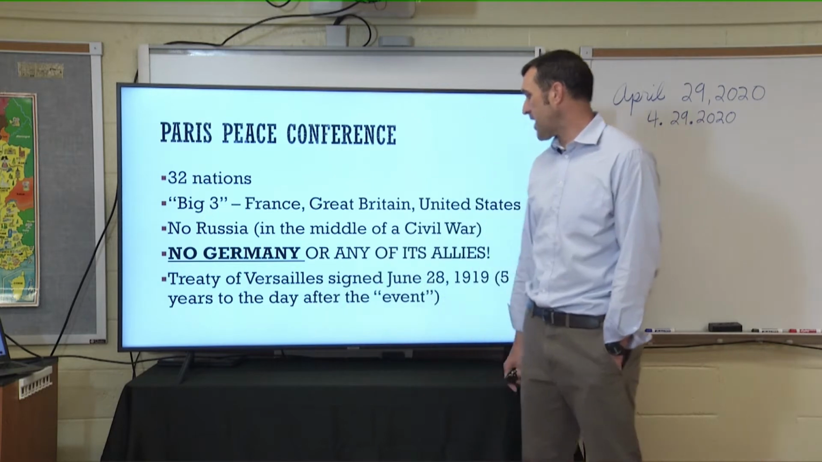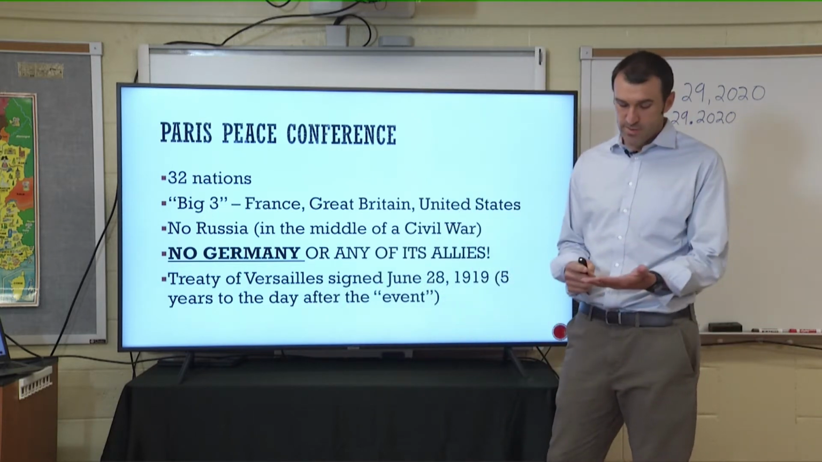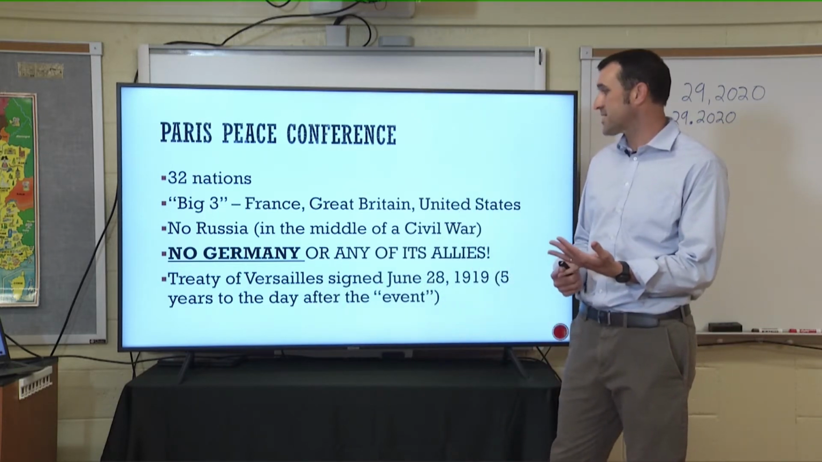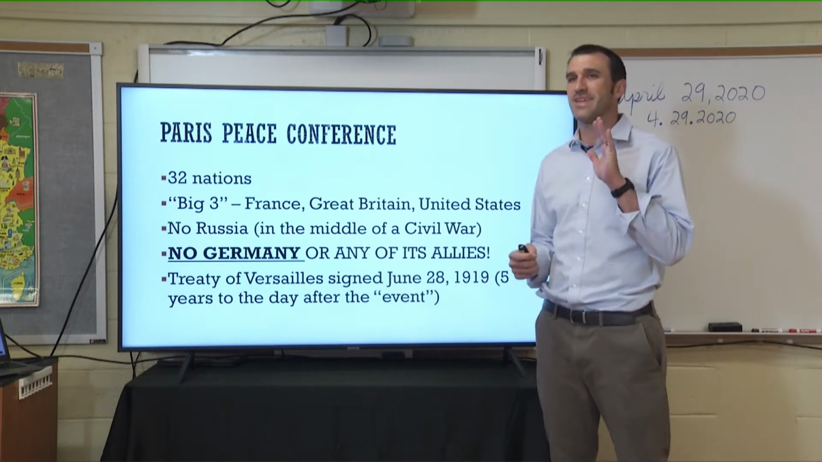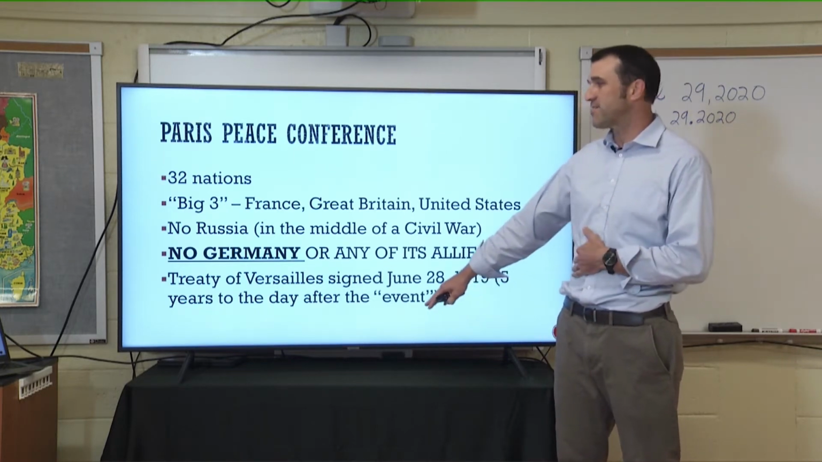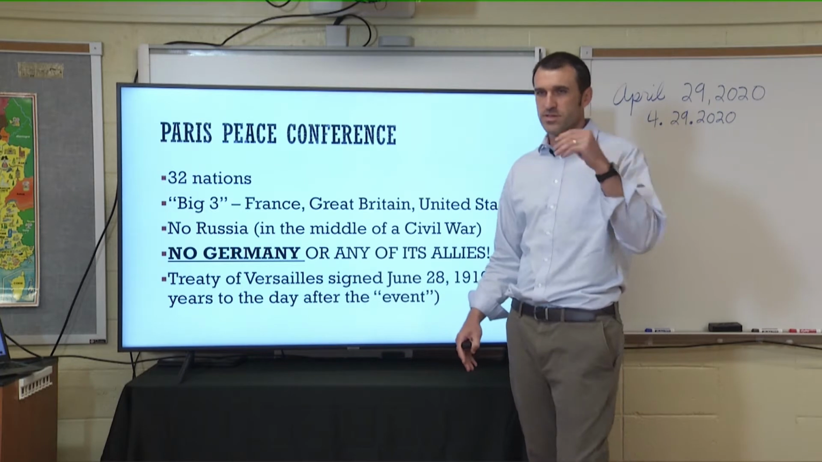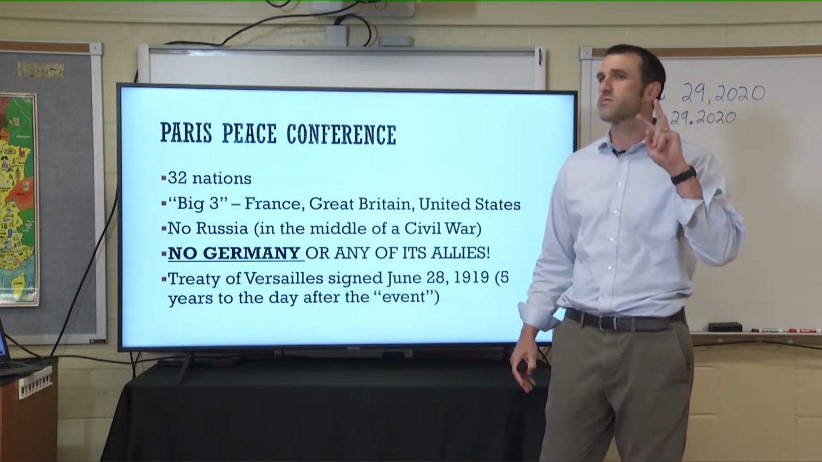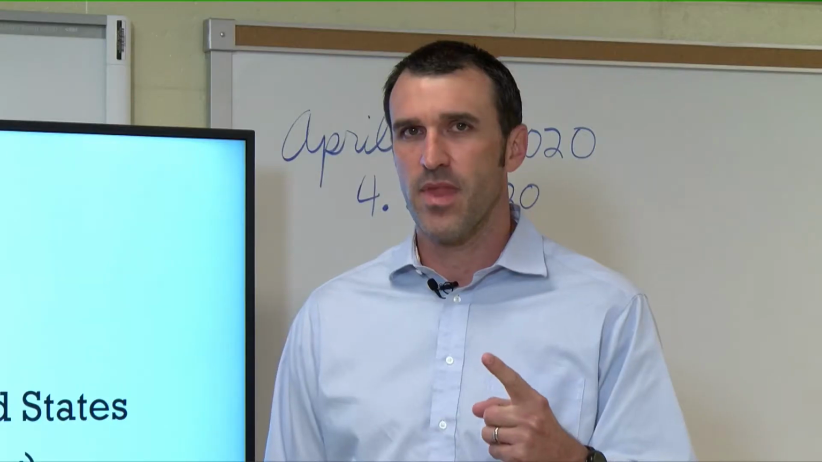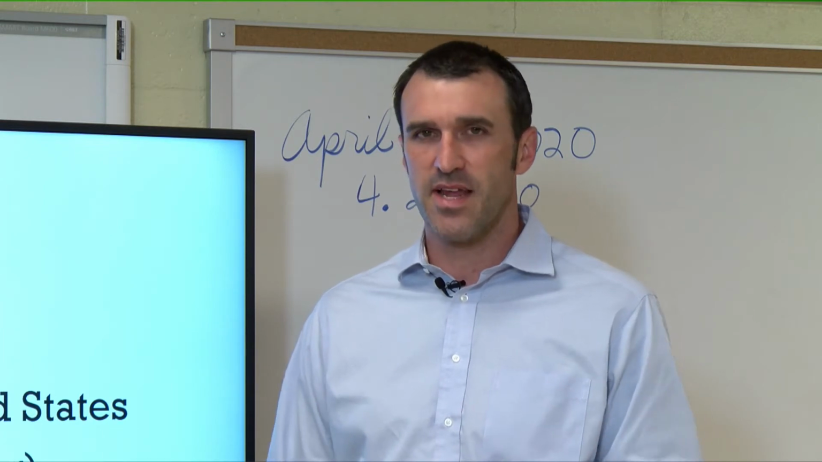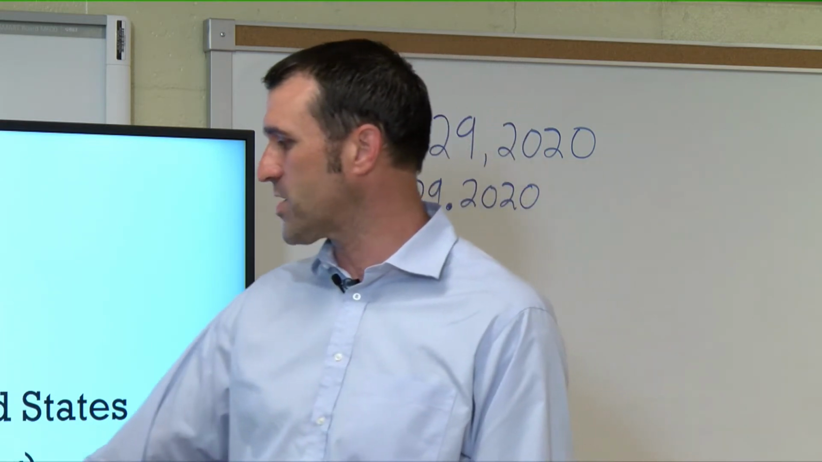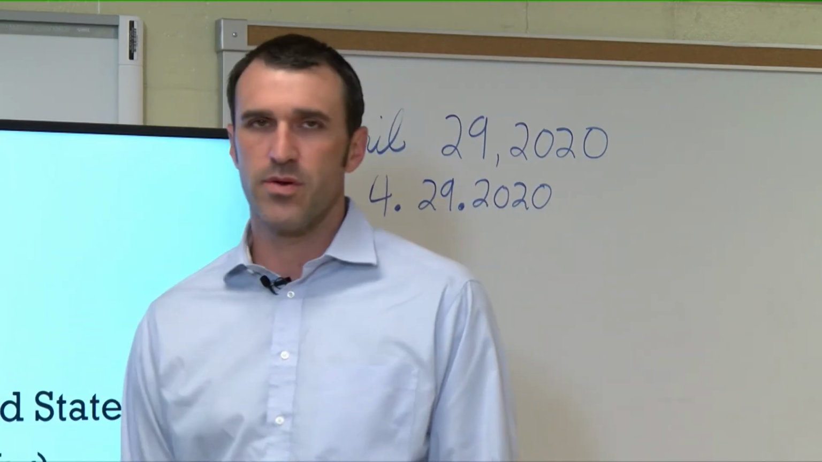The Treaty of Versailles, this is pretty interesting. It was signed on June 28, 1919, which was 5 years to the day after that event took place. If you remember the causes of World War I, we said there were 3 isms, 2 alliances, and 1 event. And that 1 event was the assassination of Archduke Franz Ferdinand. And 5 years to the day, that treaty was signed.